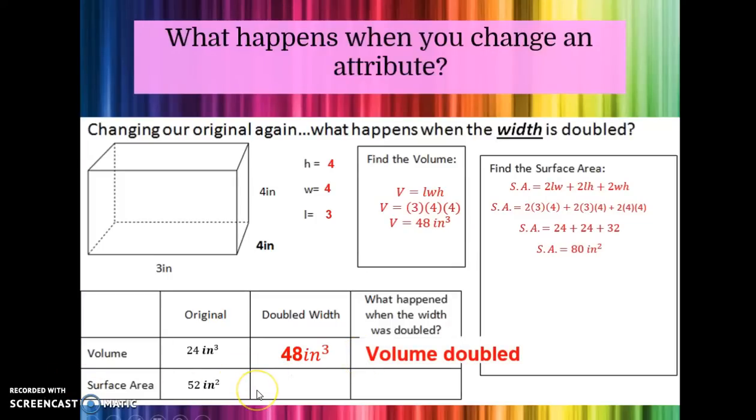Now the surface area. Let's think about what happened to the surface area. If we take this information over here, plug it into our table, we now have 52 and 80 inches. Okay, well that increased, but it only increased by 28.